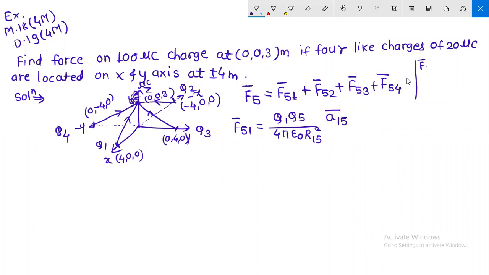Always remember, if such type of examples are given, then whatever be the direction of force, the force is acting on charge 5 due to charge 1, and the direction of this distance and unit vector will be opposite. Okay, so we have to find this first vector r bar 1 5 and then a bar 1 5.